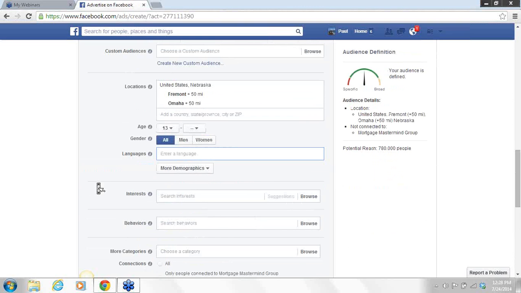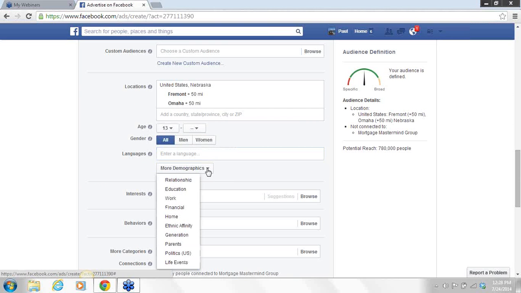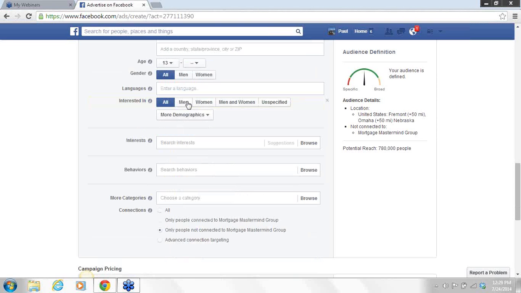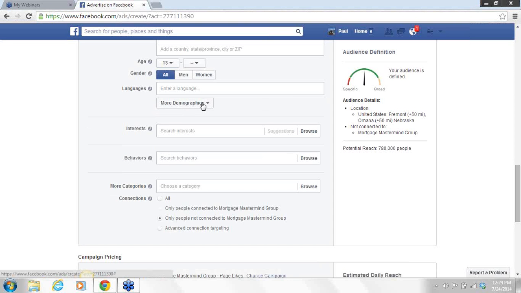Now, just below the language, you've got this little section that says more demographics. This is where some of the cool stuff comes in. Under relationships, you've got interested in, that's going to be for your singles. You know, they're interested in finding men. They're interested in finding women. They're interested in finding men and women. They're interested in finding unspecified. I don't even know what that means. I'm not going to go there. Not a demographic I typically use in terms of the more demographics.